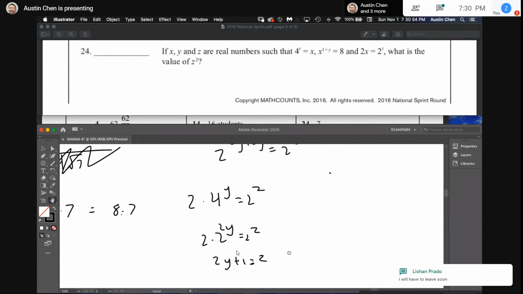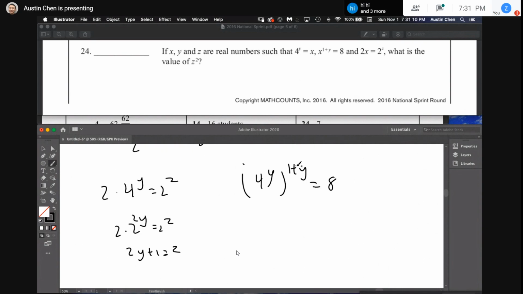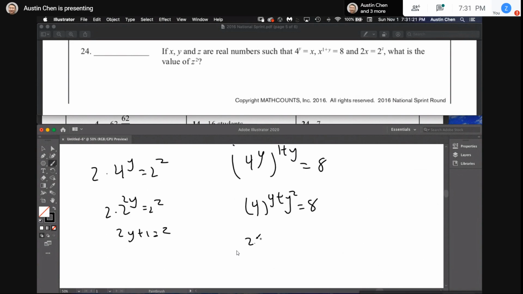And we also substituted x in there. So we have 4 to the y to the 1 plus y equals 8. And then we can put this y there. So we'll have 4 to the y plus y squared equals 8. And then we can take a 2 squared here. So then we'll have 2 to the 2y plus 2y squared equals 2 cubed. And we get the same thing as last time, right?